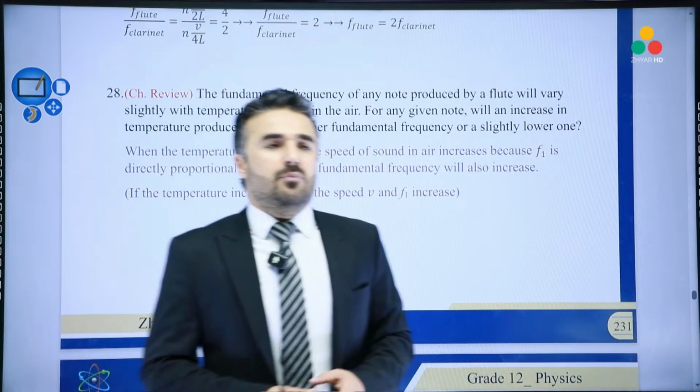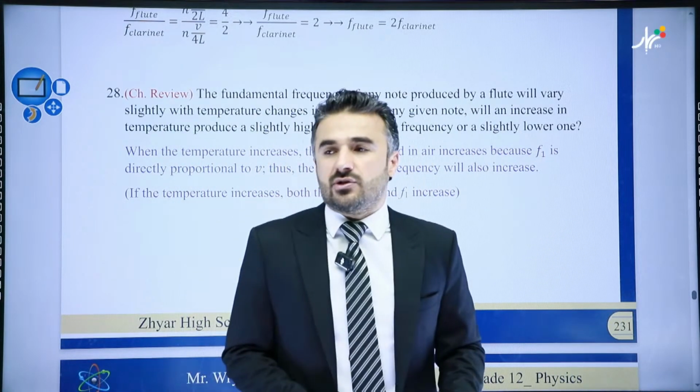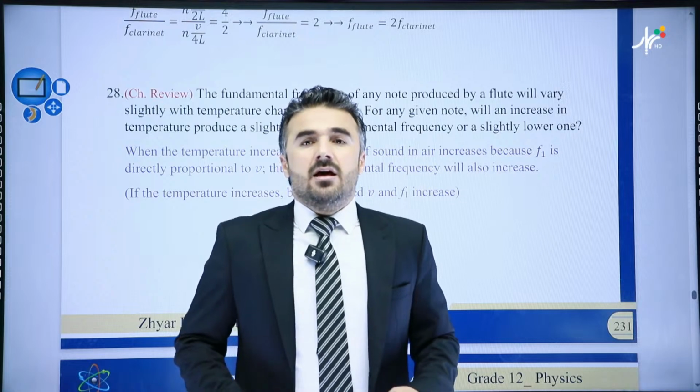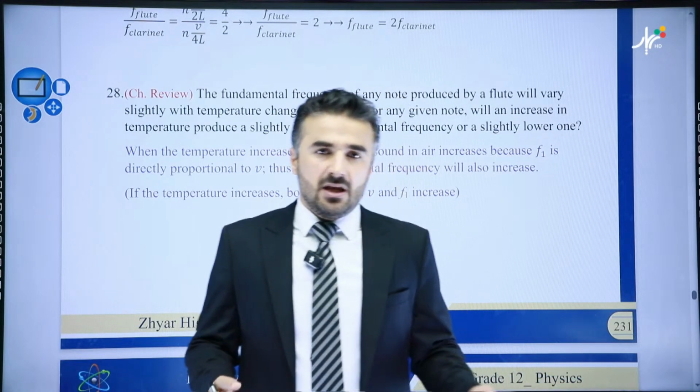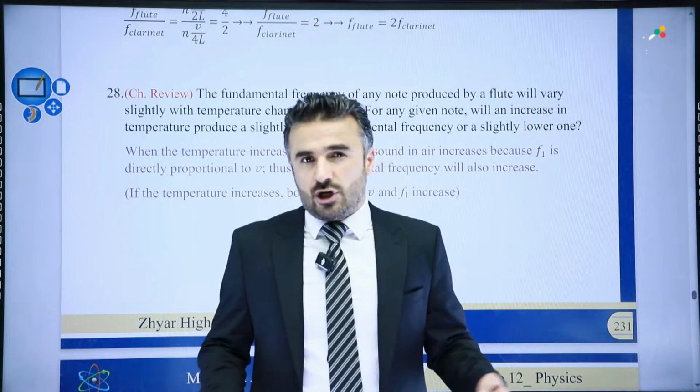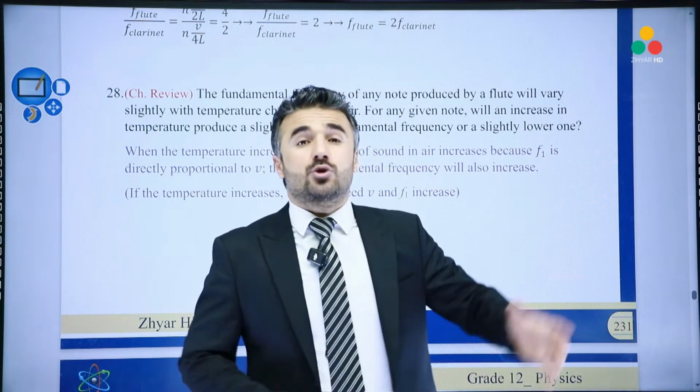So the question basically gives you a hint here. When we increase the temperature, the velocity or the speed is going to change, but is this change going to be an increase or a decrease?